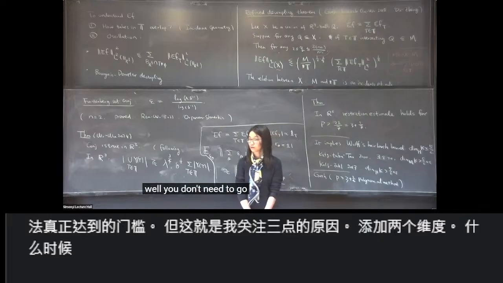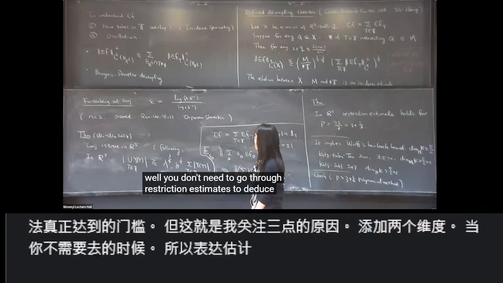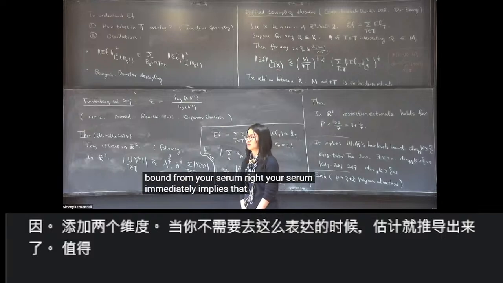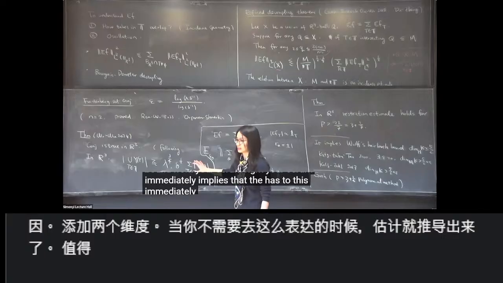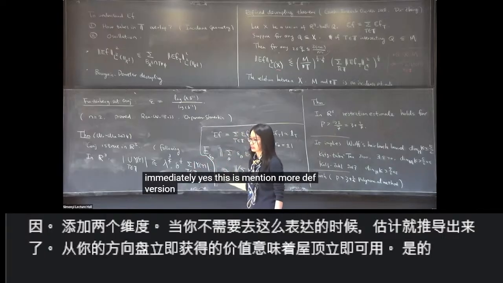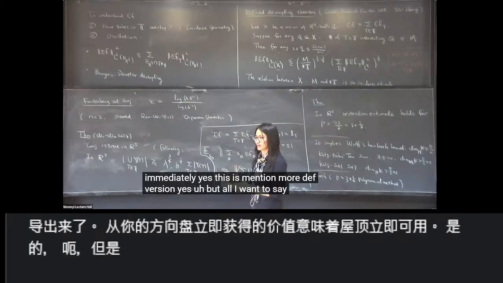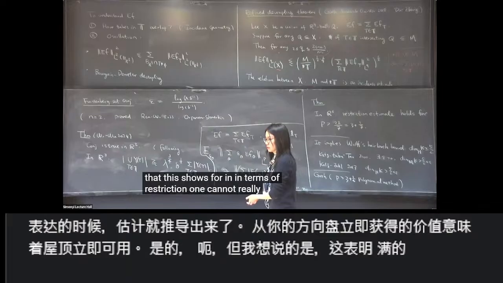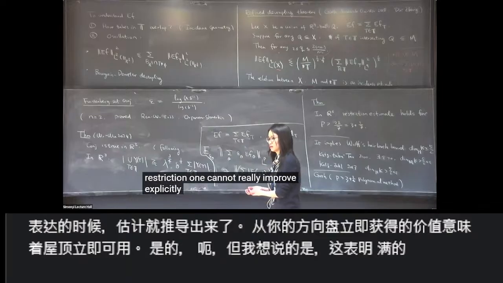Well, you don't need to go through restriction estimates to deduce Wolff's bound from your theorem, right? Your theorem immediately implies that the Hausdorff dimension. Yes, this is immediate. The Hausdorff dimension is a more refined version. But all I want to say is that, in terms of restriction, one cannot really improve explicitly.